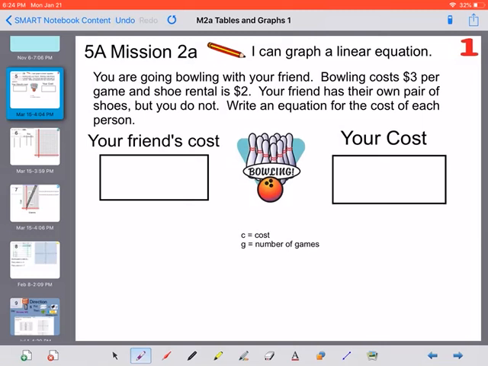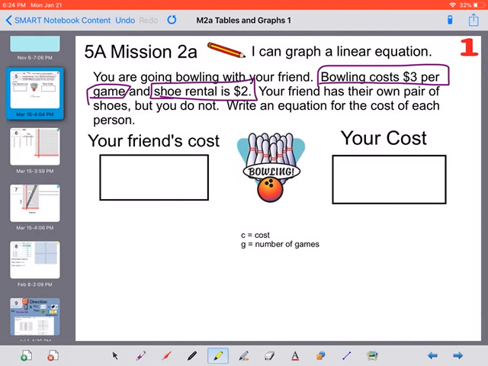So today we're doing mission 2A, which is graphing linear equations. We're going to look at tables and graphs today. So it says you are going bowling with your friend. Bowling costs $3 per person, or per game, sorry, and shoe rental is $2. Your friend has their own pair of shoes, but you do not. Write an equation for the cost of each person.